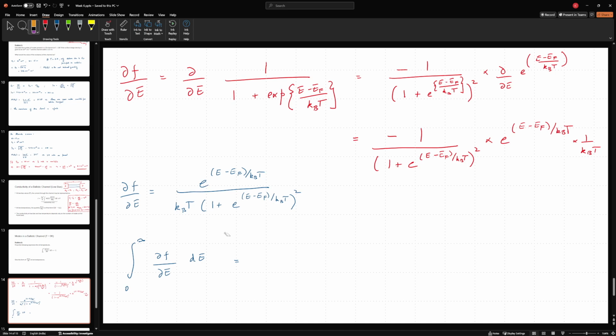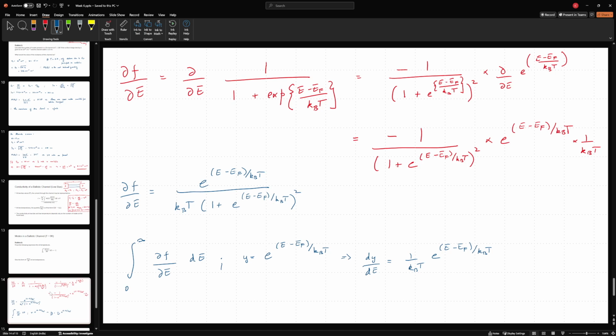Rather, what I will do is I will set y equal to e to the power (E minus EF) upon kBT, which implies dy by dE is equal to 1 upon kBT times e to the power (E minus EF) upon kBT, because temperature is also independent of these parameters. I hope that part was obvious.